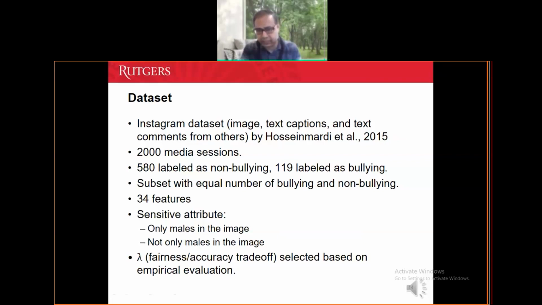The number of features, which I didn't get into, you are welcome to read our paper and look at all the details. There were a number of textual and visual features created. Only a subset of them were considered, based on a threshold for how high the feature score should be before it's considered part of the fusion framework. Our definition of the sensitive attribute, to create demographic groups, was that we considered media sessions where the image was only of a single male or a group of males, and everything else was considered the non-privileged class. So we want the performance for these two groups to be similar. And the lambda, which defines how much you weigh accuracy versus how much you weigh fairness, was computed empirically in terms of the maximum accuracy available on the training set.